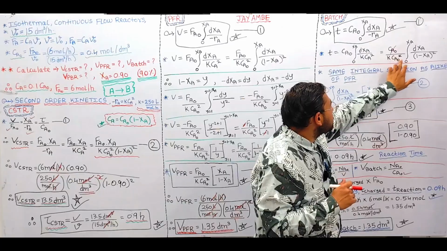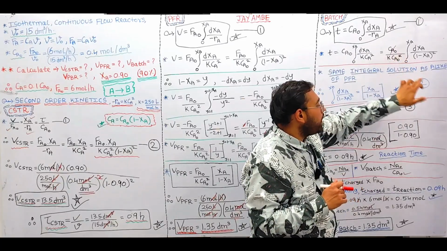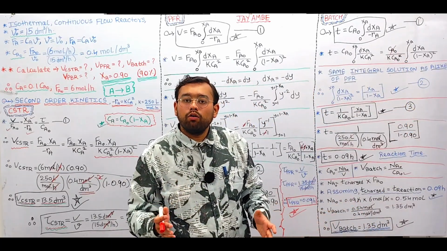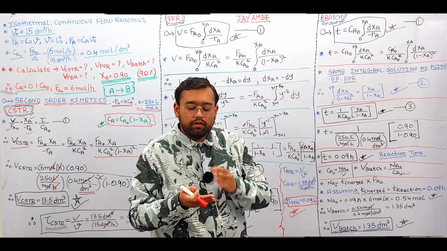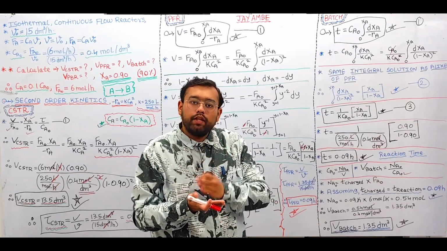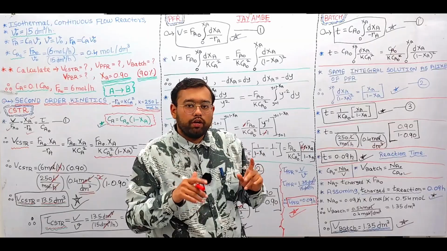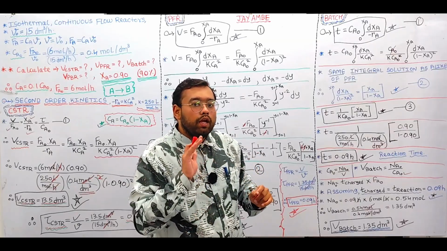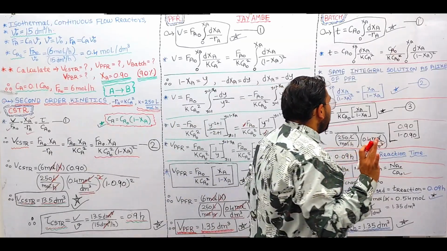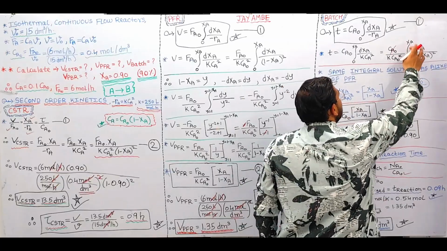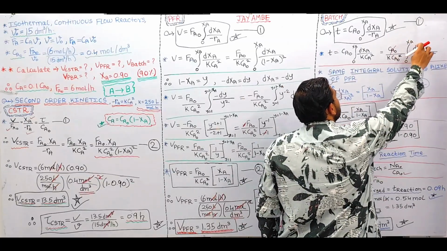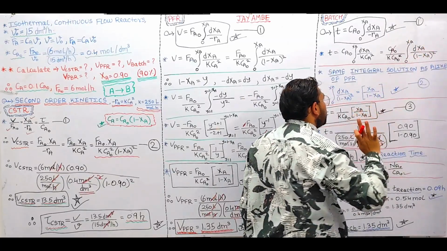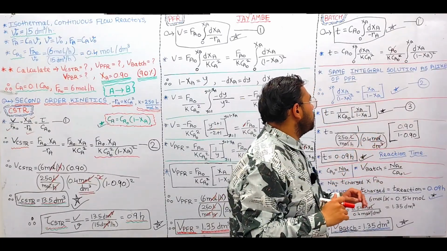We are taking K and Ca naught whole square out of the integral, because K and Ca naught whole square is constant. The rate constant value is constant and the initial concentration is also constant, so we can take them out of the integration. Now in the integral we remain with the integration of 0 to Xa dXa upon 1 minus Xa whole square. I hope you understood.